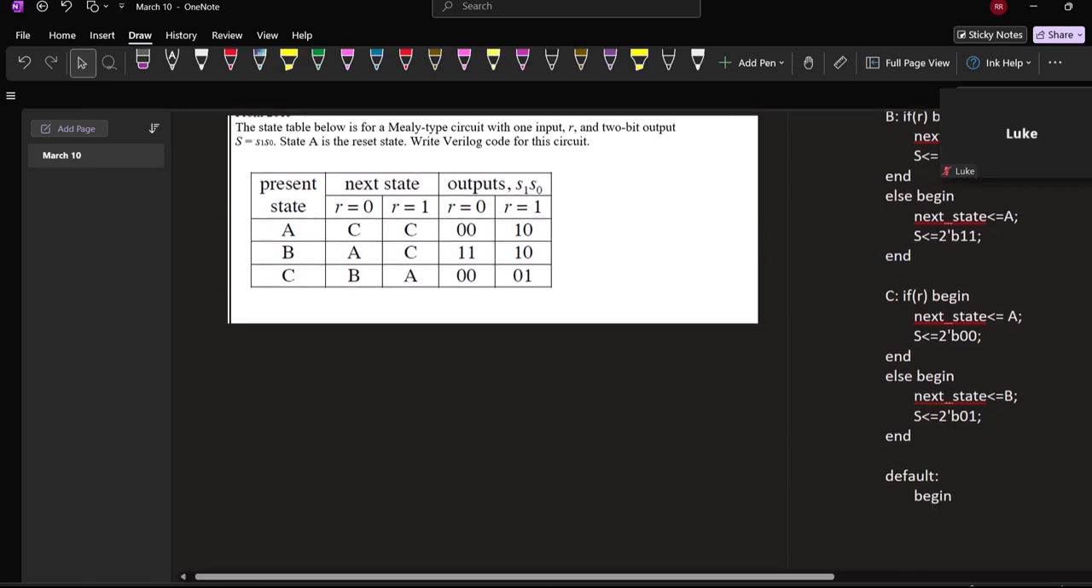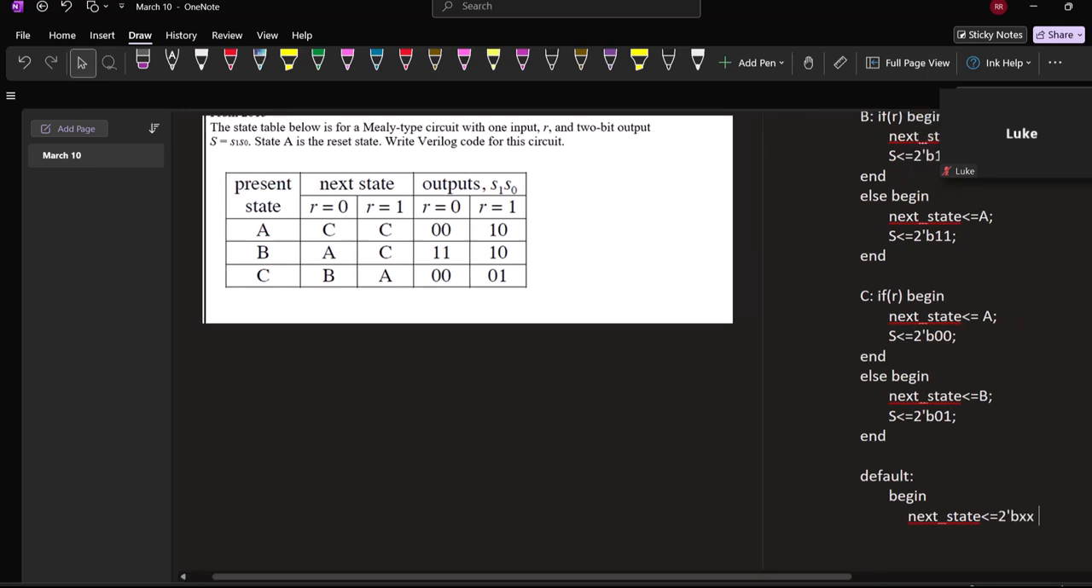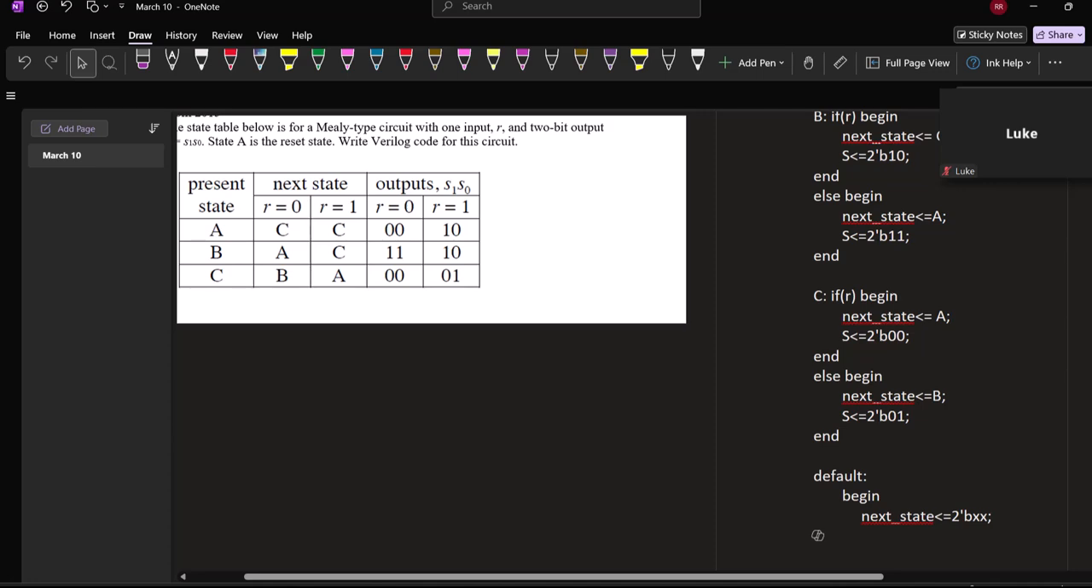So I'll say next state equals 2'bxx, and I can use XX. That's for don't care. And S is 2'bxx, which is a don't care.